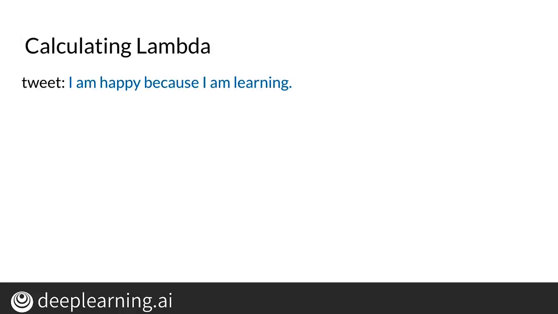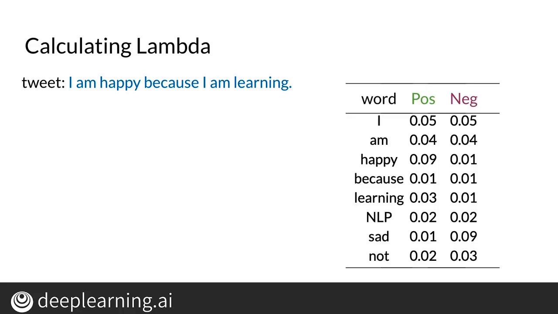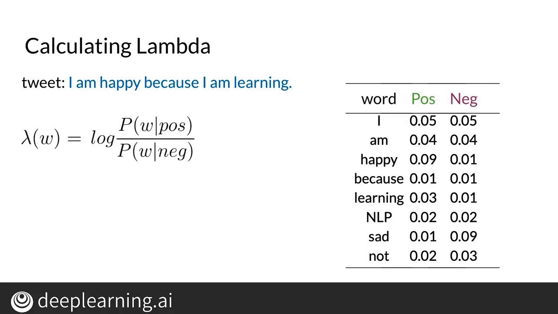Let's use this method to classify the tweet. I'm happy because I'm learning. Remember how you used the naive Bayes inference condition earlier to get the sentiment score for your tweet. Now, you're going to do something very similar to get the log of your score. What you'll need to calculate the log of the score is called the lambda. This is the log of the ratio of the probability that your word is positive, divided by the probability that the word is negative. Now let's calculate lambda for every word in our vocabulary.